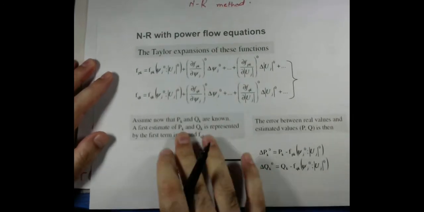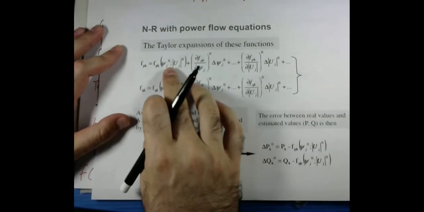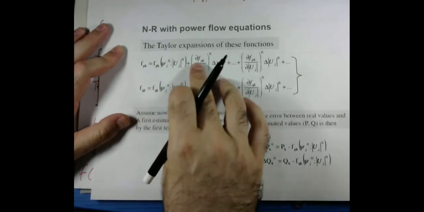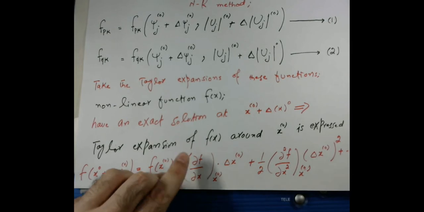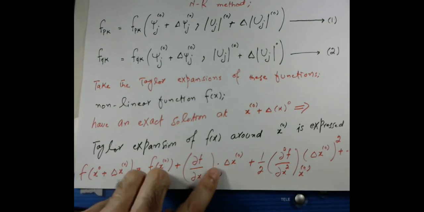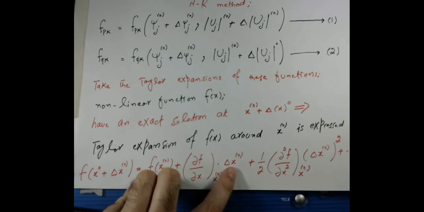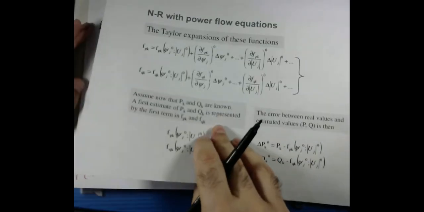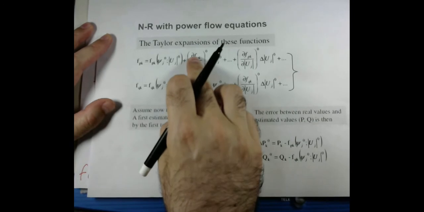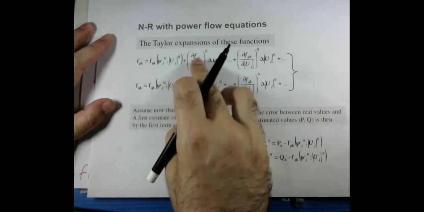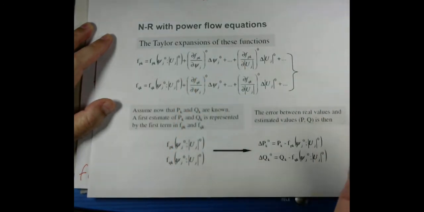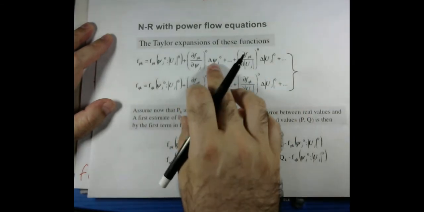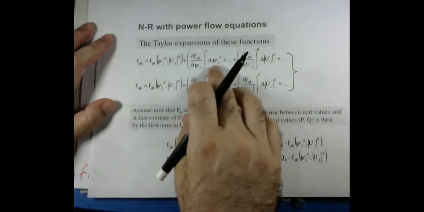Now, taking the Taylor expansion of these functions, the first term would look like that, and for the second term, similarly, we have the derivative of the function with respect to the variable x, and then the product of the error is multiplied. Here we have the derivative of the function with respect to the angle. J, as I mentioned before, could be any value, 1, 2, 3, depending on the number of buses in a particular network, and the product of the error is multiplied.